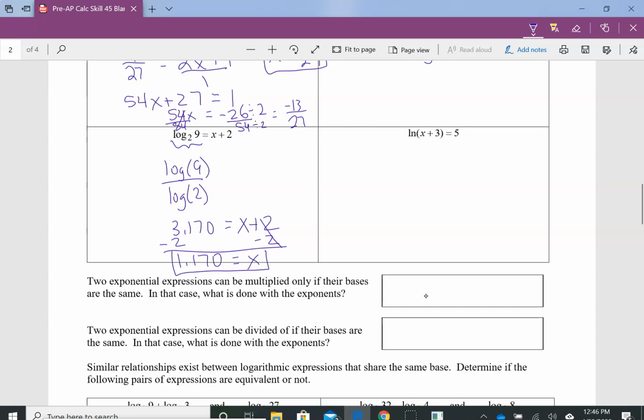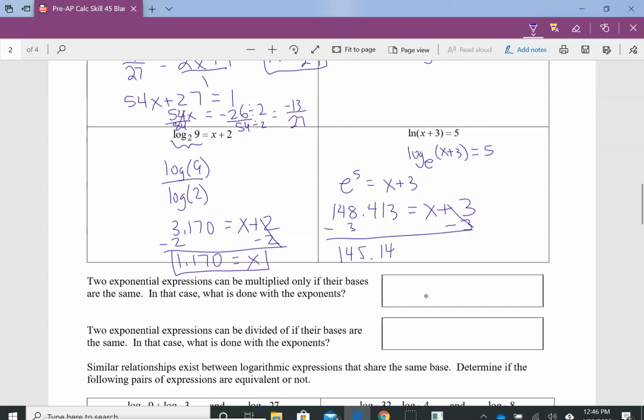Okay. This next one, remember when you see natural log, that's saying log base e of x plus 3 equals 5. So this is saying e to the 5th equals x plus 3. I'm going to use my calculator for e to the 5th. Calculator says 148.413. Okay, so then subtract 3 from both sides, and we get 145.143 is equal to x.